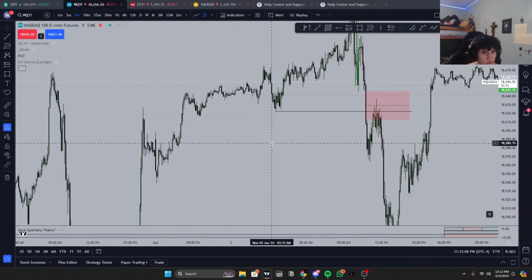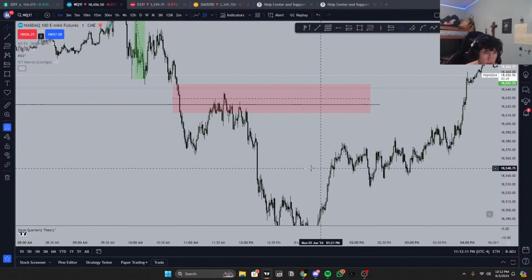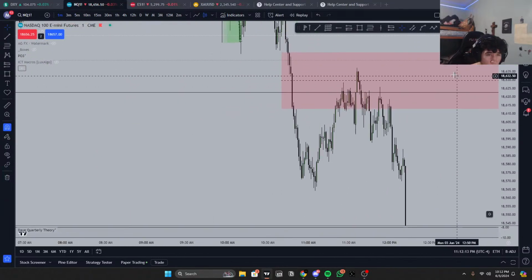What was the name for it? Fair value gap. I keep forgetting. Inside of a higher time frame fair value gap. This is where we want to scale down if price is looking choppy. This is where we look for our entry.